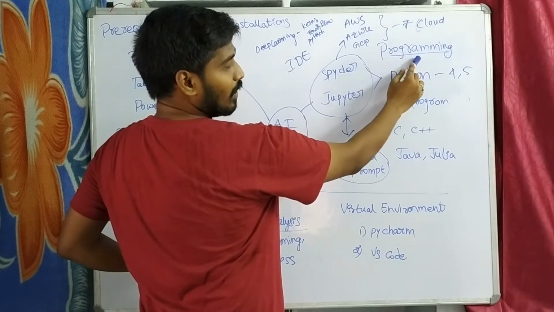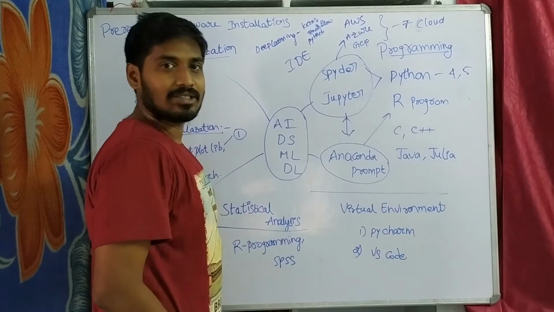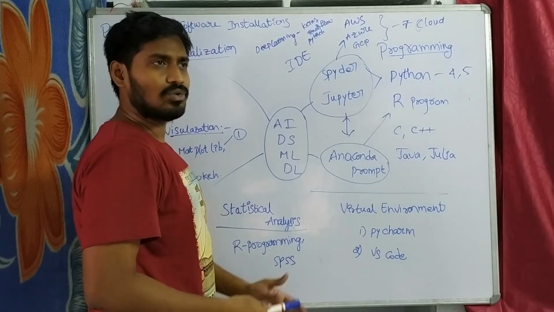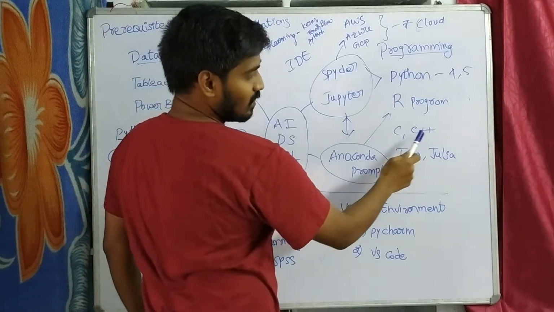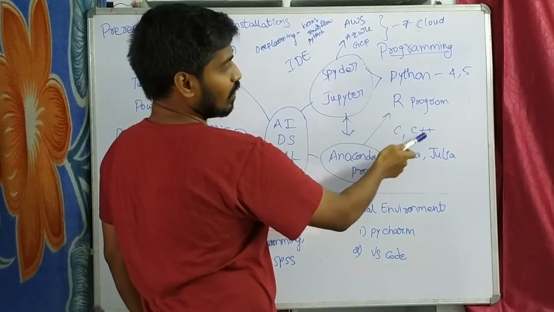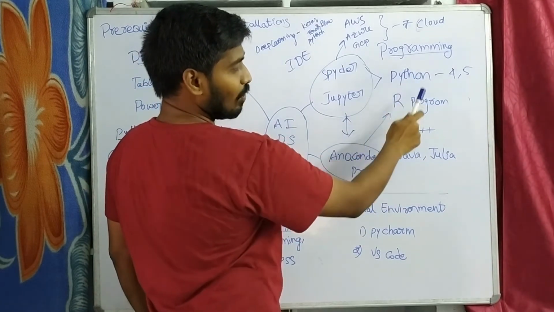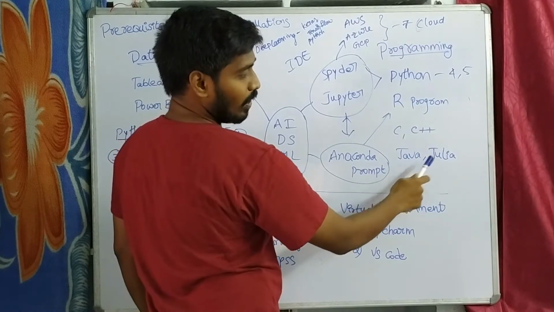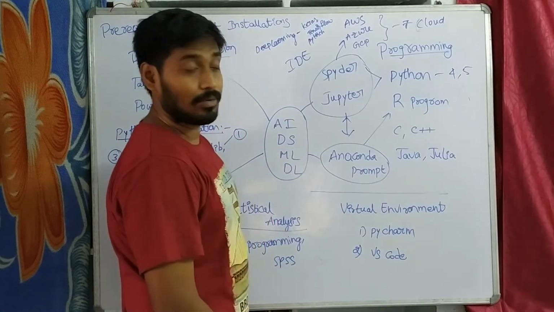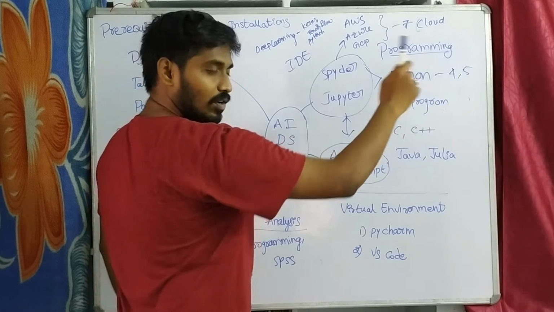In this programming part, we have many languages. When I say languages, you might already be aware of C and C++. The advanced versions of these are Python, R programming, Java, and Julia. All of these software are very important, guys.